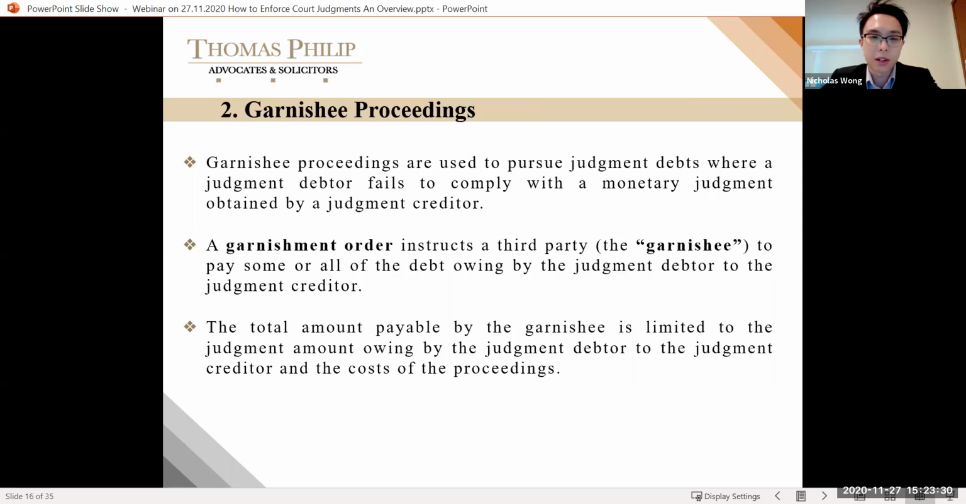Now on to my colleague Sue, who will talk about Garnishee proceedings. Thanks, Nick. So I'll talk about Garnishee proceedings, which is another method in which you can enforce a monetary judgment.